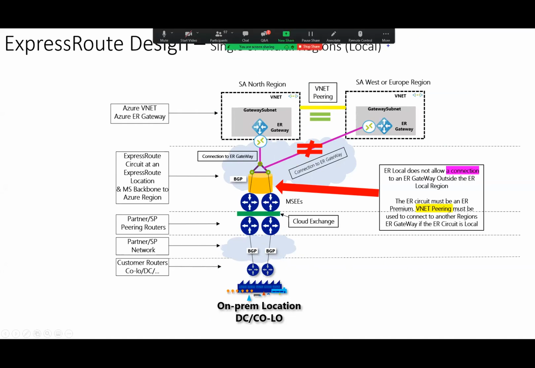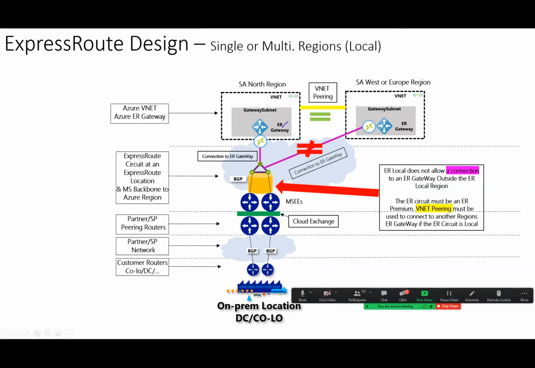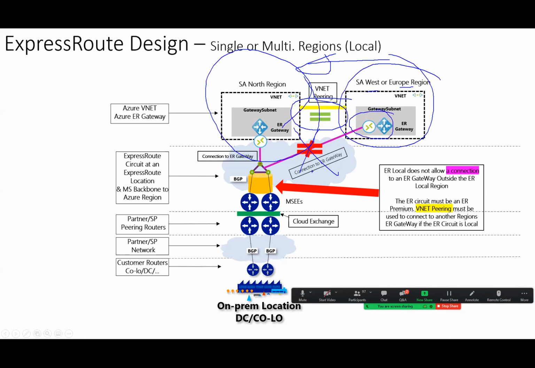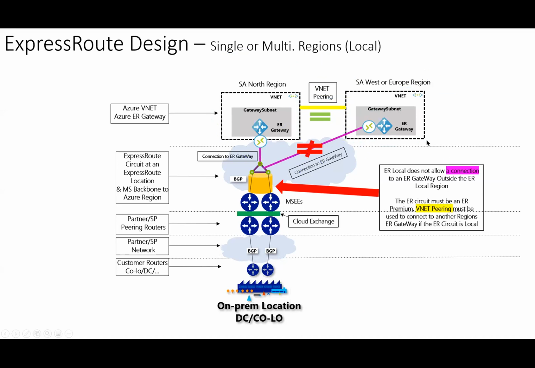Okay, sorry. ExpressRoute Local, you can only hit the region that you're connected to, and there's no way that you can connect to any other region, but you can peer. So keep that in mind as well. The peer is there, but we're going to charge you egress from the other region, SA West or Europe, whichever one you're peering with. You just can't build a gateway there and have a connection through.